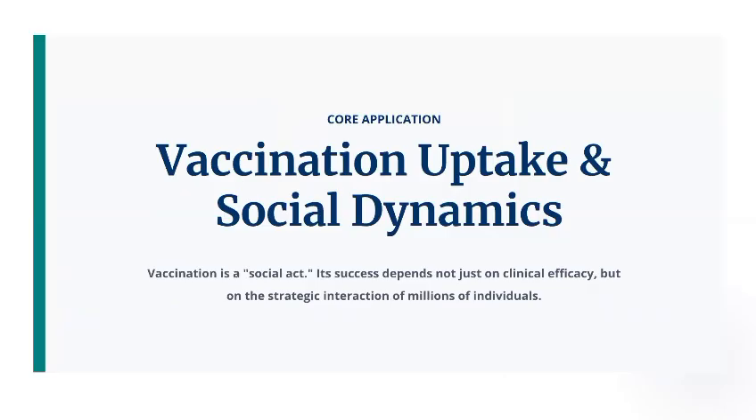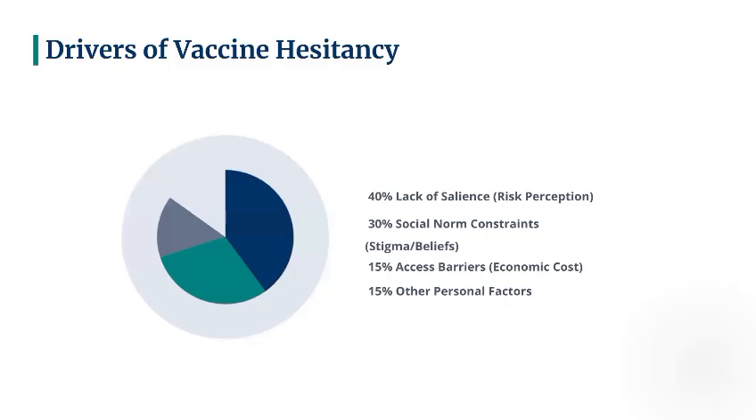Vaccination uptake and social dynamics. For applications, vaccination is a social act. Its success depends not just on clinical efficacy, but on the strategic interaction of millions of individuals. Now, this data shows that vaccine hesitancy is often driven by a lack of risk salience, 40%, and social norms constraint, 30%, while 15% is access barriers like economic costs and the remaining 15% is other personal factors.